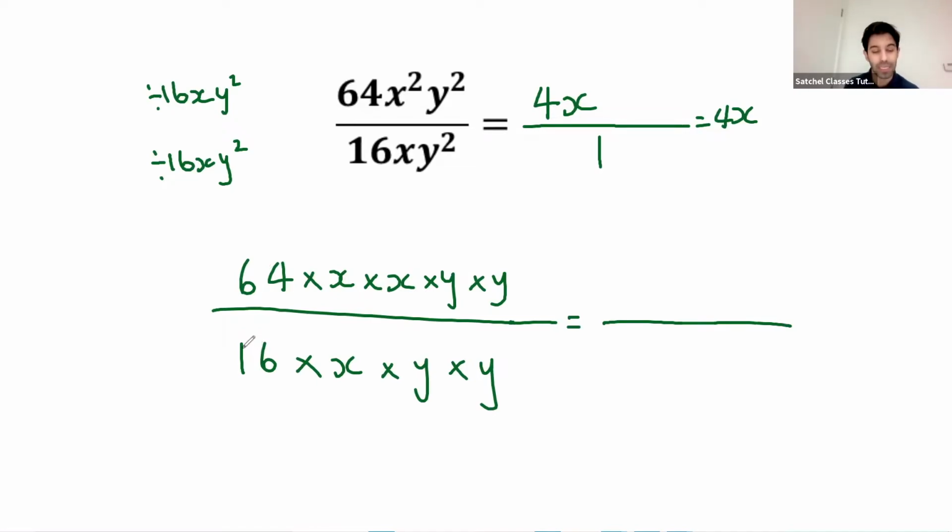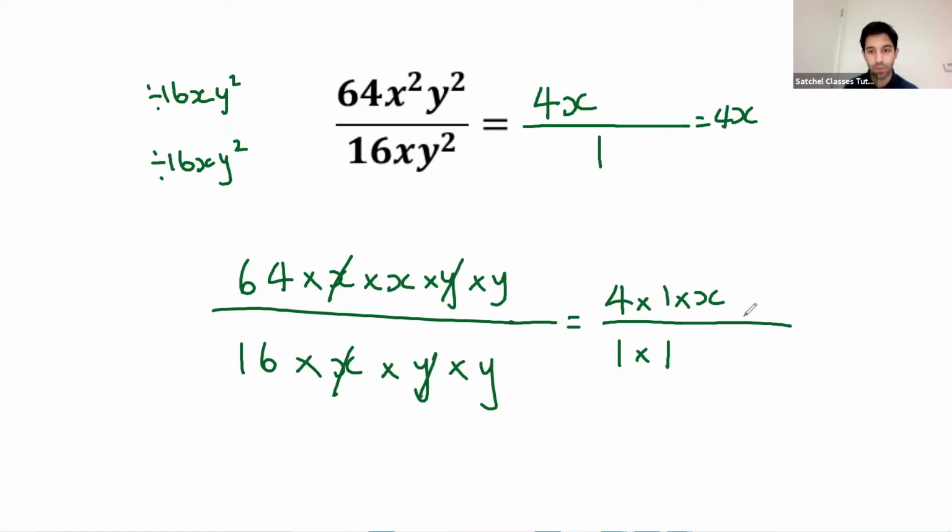64 over 16 is going to be 4 over 1. As we said, 64 divided by 16 is simply 4. And then we need to cancel down. So x and x cancel out. So that's going to be times 1. We have times x. No more x's to cancel out with.